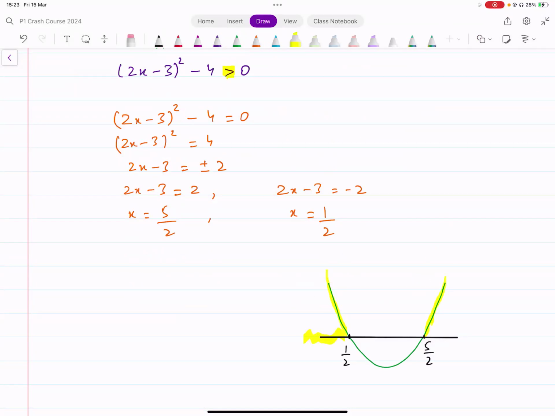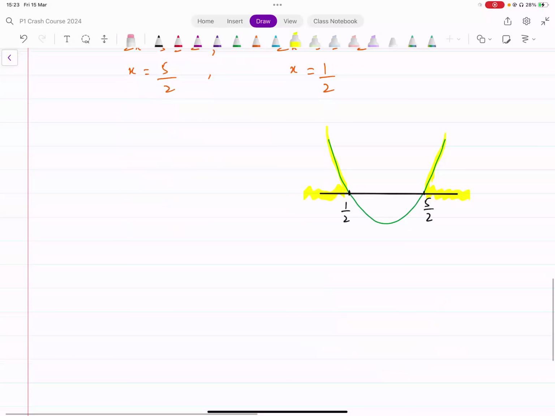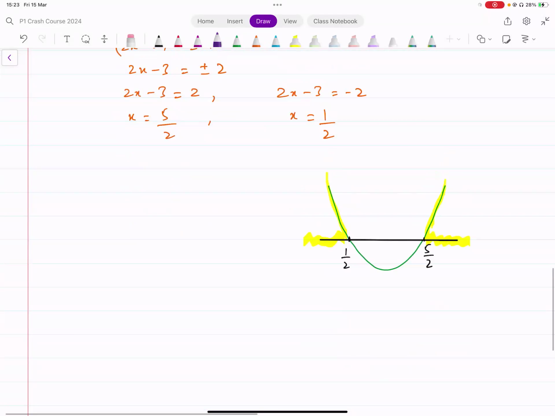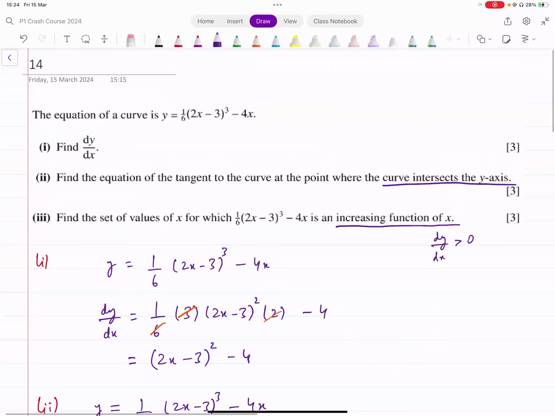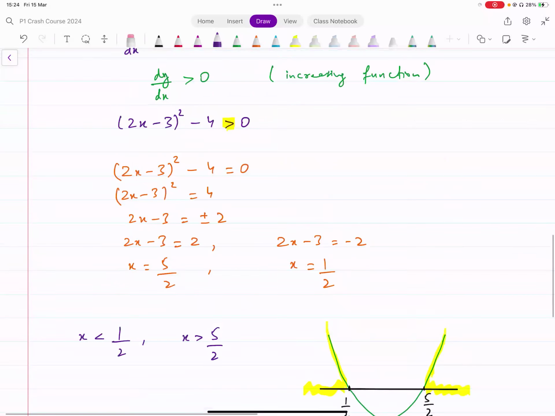It should be the left side of 1 over 2 or the right side of 5 over 2. So what's our final result then? We say x is either less than 1 over 2. Remember, these are two separate regions. You have to write them separately. You cannot write them as a single inequality. You would say x is either less than 1 over 2 or it's greater than 5 over 2. This is the set of values of x for which this function is an increasing function.